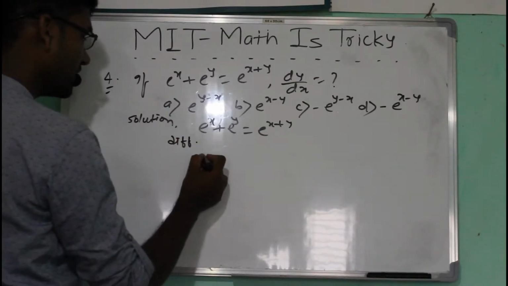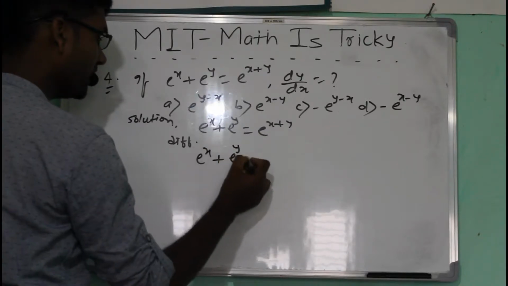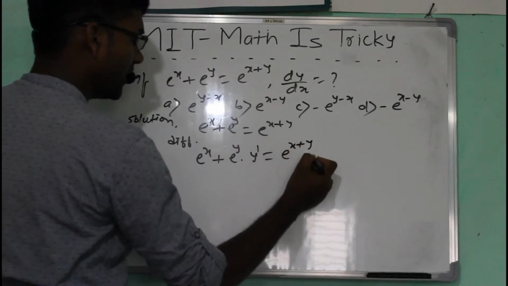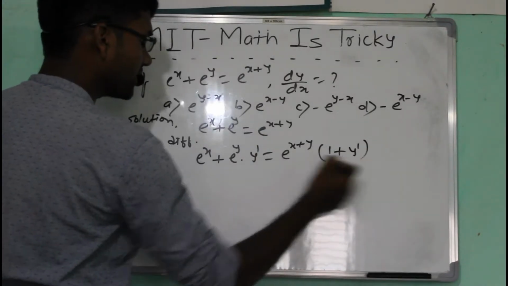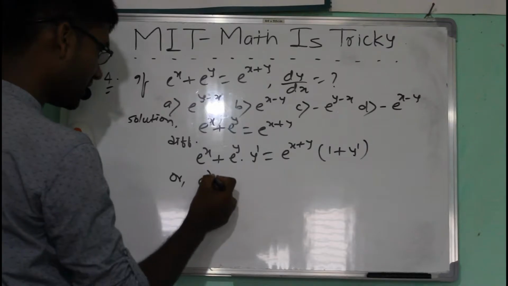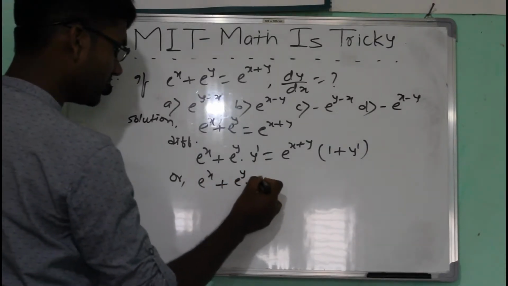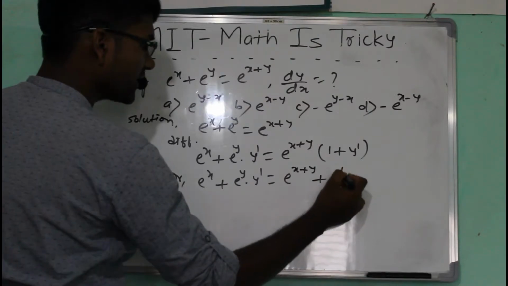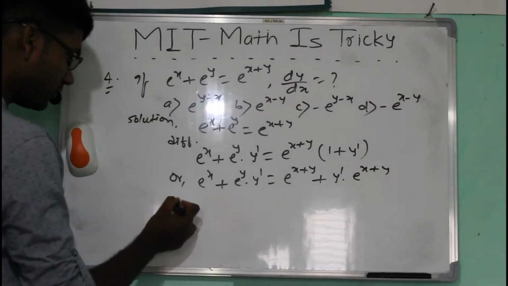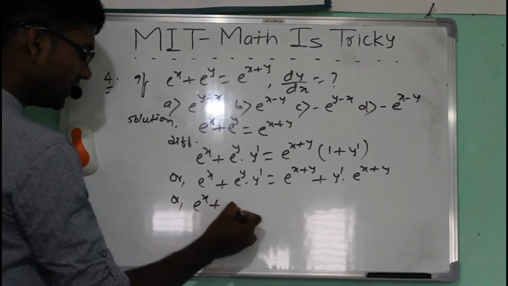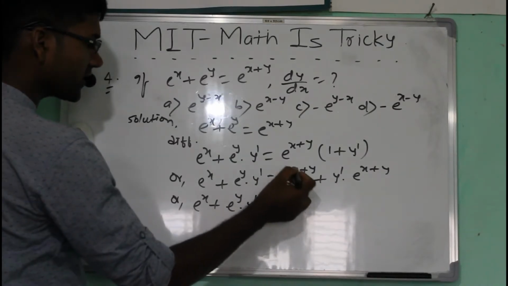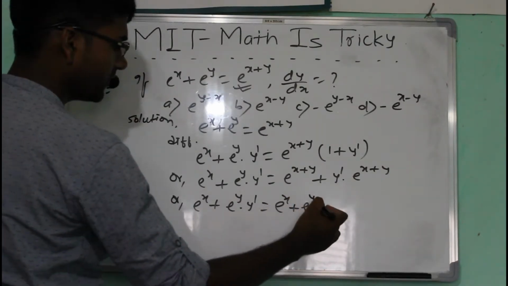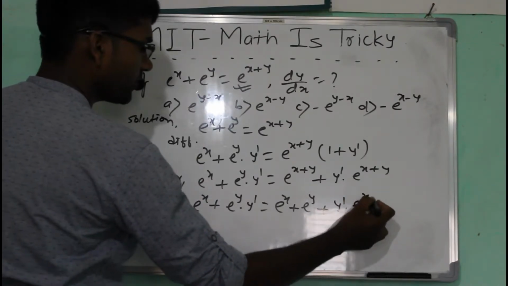Differentiating both sides, we get e power x plus e power y times y dash, equals e power x plus y times the derivative of x plus y, which is 1 plus y dash. So this will be simply e power x plus y plus y dash times e power x plus y. Now again write e power x plus e power y times y dash equals e power x plus y plus y dash times e power x plus y.